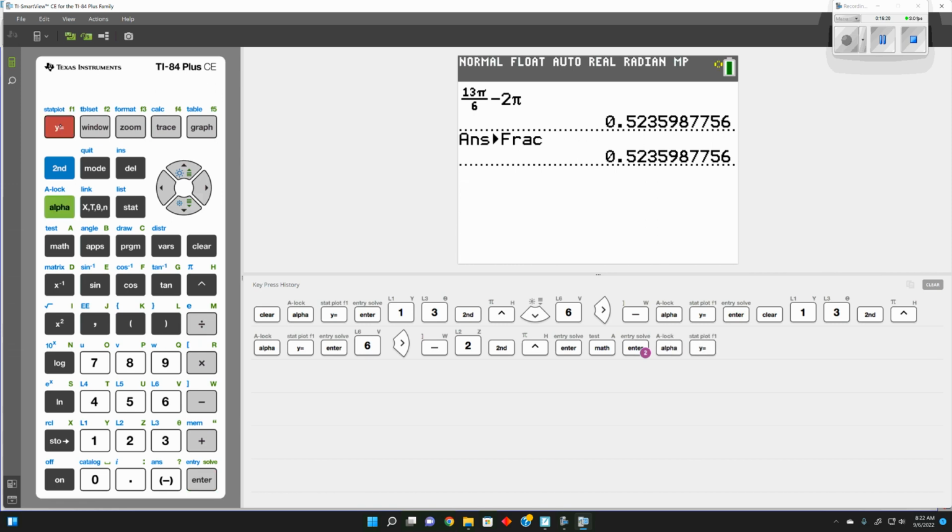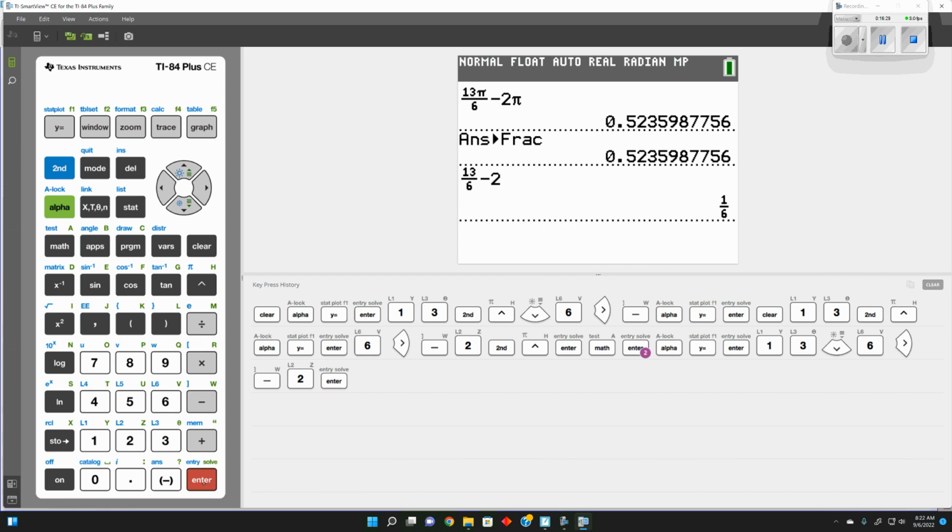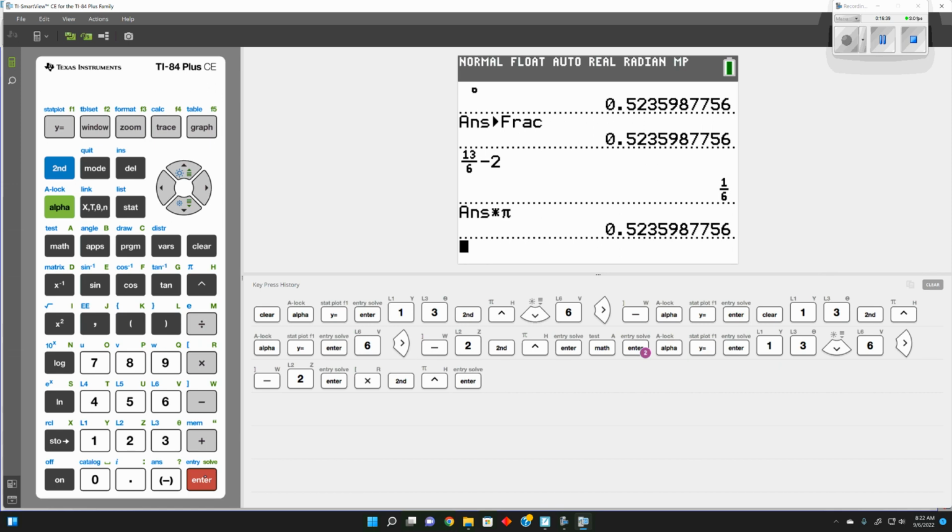So another way we can get at it with this calculator is say 13 over 6 minus 2, 1/6. Now we can multiply this by pi, and I'm only multiplying it by pi to show us that these are the same answers, yes? So our coterminal angle for this would be pi over 6, because we'd put the pi, multiply it back on top, so we get pi over 6.